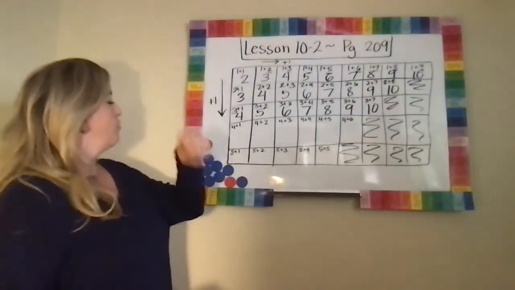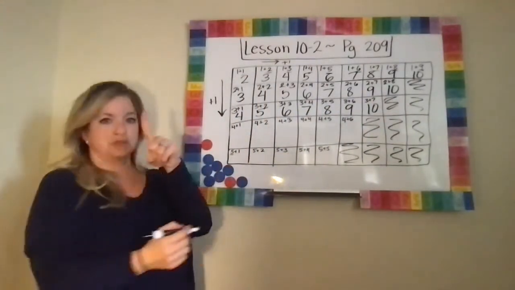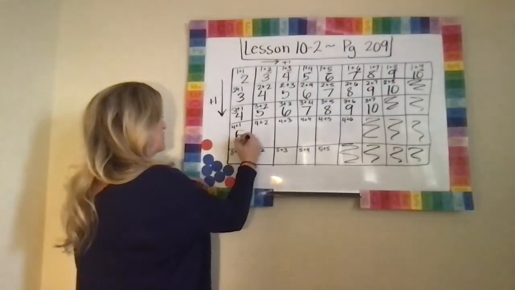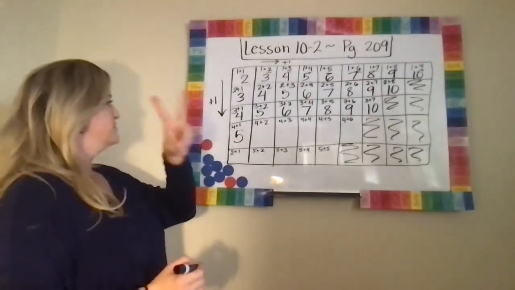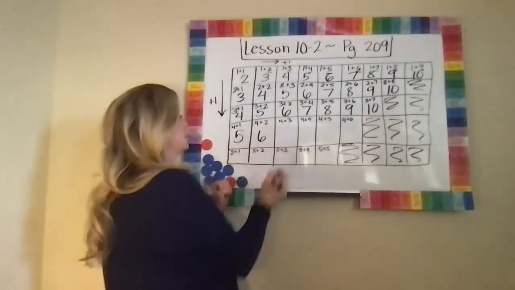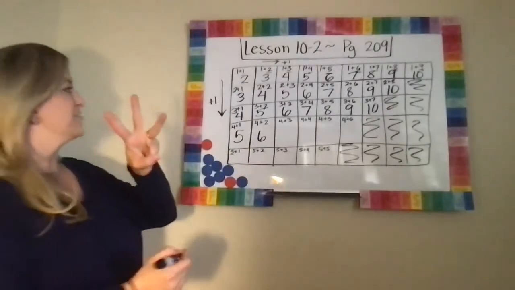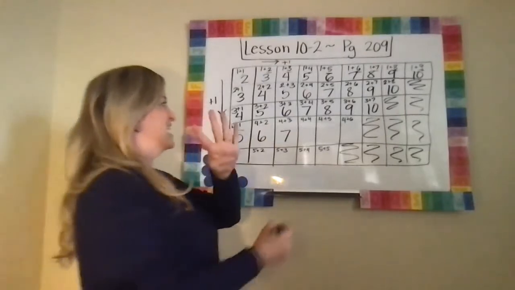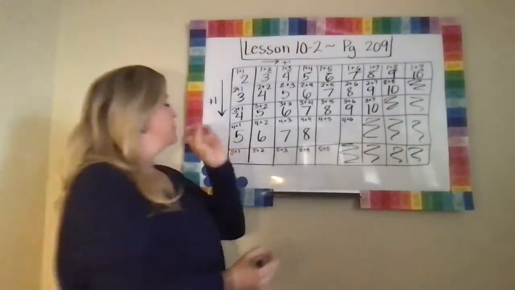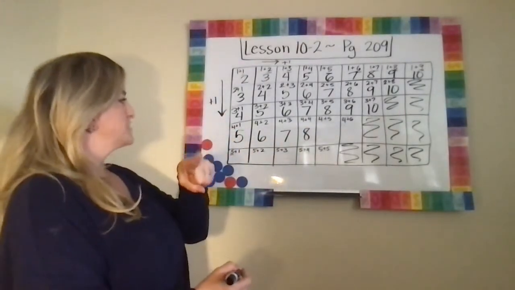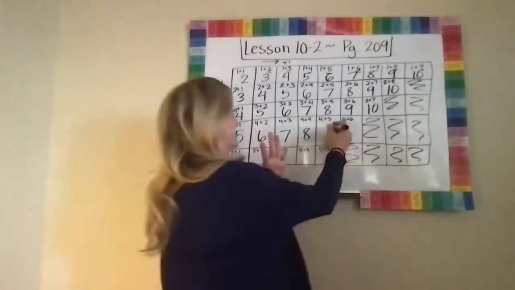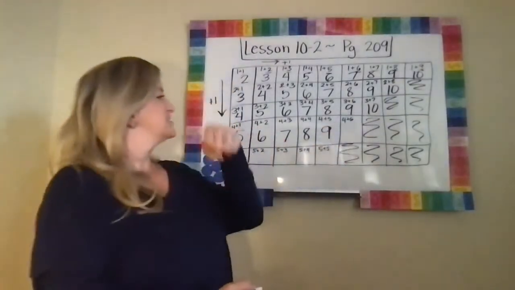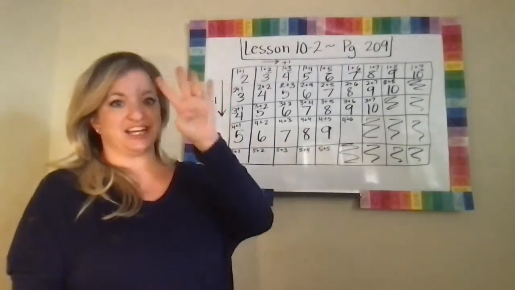Good. 4, 1 plus 1 is 5. 4, 5, 6. 4, 5, 6, 7. 4, 5, 6, 7, 8. 5, 6, 7, 8, 9. 6, 7, 8, 9, 10.